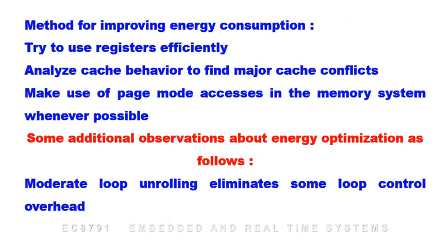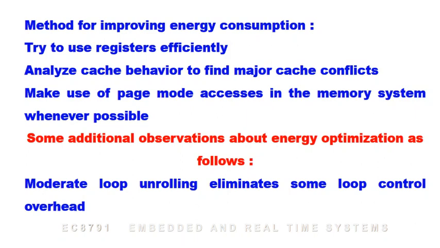Methods for improving energy consumption: try to use registers efficiently. Analyze cache behavior to find major cache conflicts. Make use of page mode accesses in the memory system whenever possible. Some additional observations about energy optimization are as follows.